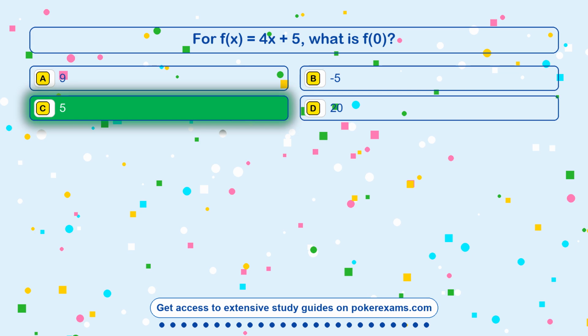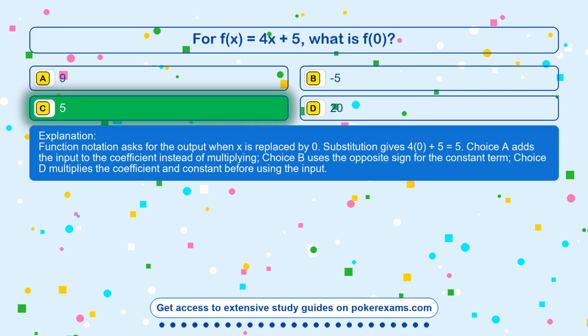The correct answer is option C, 5. Function notation asks for the output when x is replaced by 0. Substitution gives 4 times 0, plus 5 equals 5. Choice A adds the input to the coefficient instead of multiplying, choice B uses the opposite sign for the constant term, choice D multiplies the coefficient and constant before using the input.